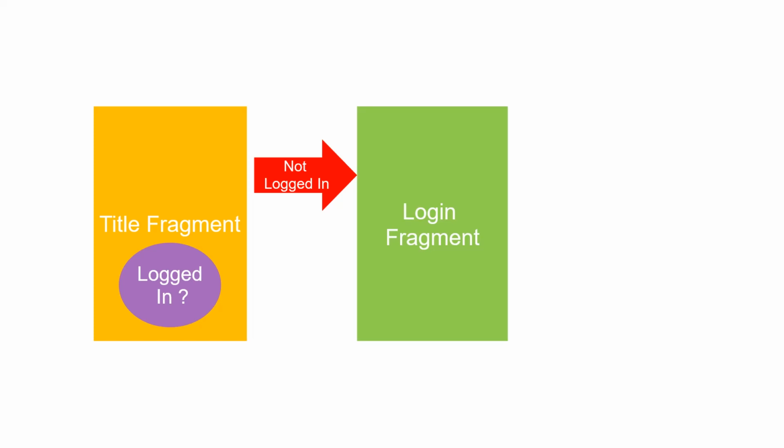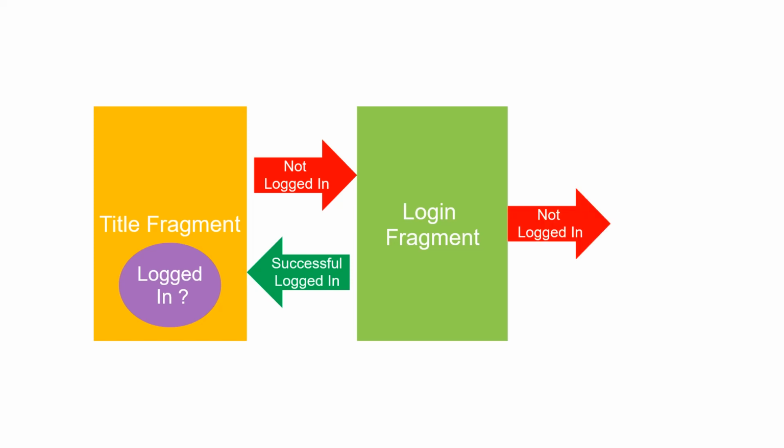Let's first evaluate the scenario. We have a fragment named Title Fragment, which is the starting point of our application. Inside the Title Fragment, we will have a functionality to check whether the user is logged in or not. If the user is not logged in, we will send the user to Login Fragment. If the login is successful, user returns to the Title Fragment. And if the login is not successful, the app will simply be closed.